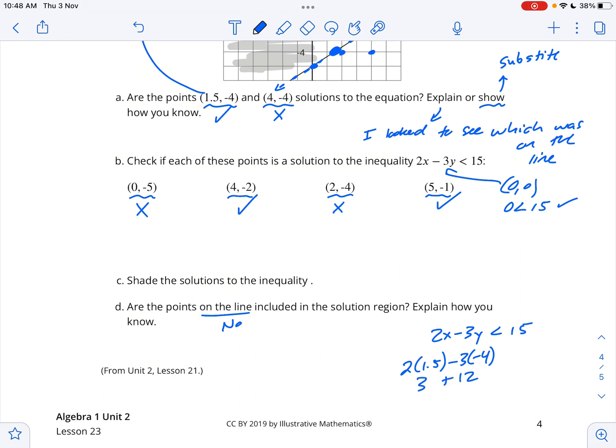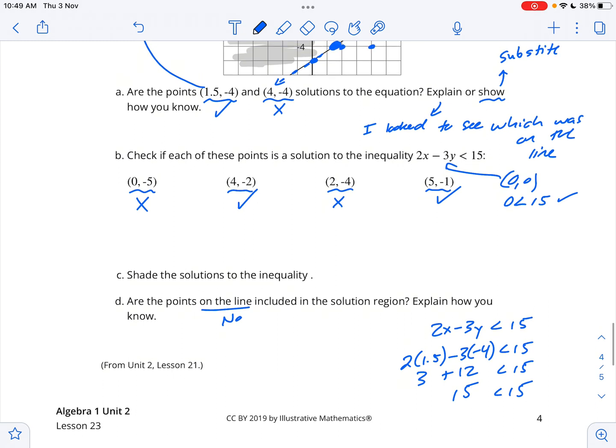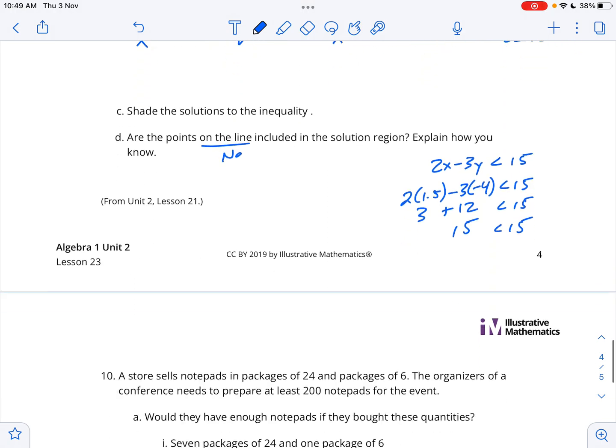Well, this ends up being 3 plus 12, which is 15. But 15 is not less than 15. So what I just showed is that one of the points on the line isn't actually a solution. So that's how I would know. How we show that in the picture is we use the dashed line.